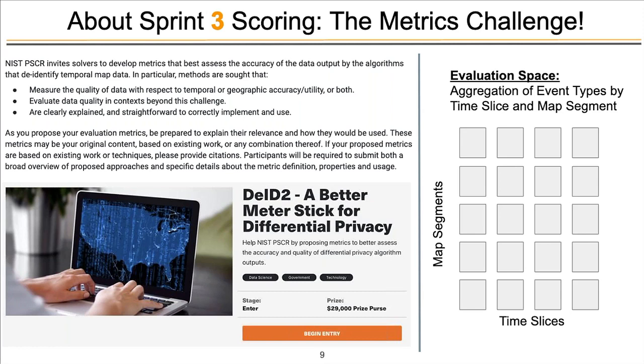What we are looking for is metrics that measure quality. This is a temporal map challenge, we'll get more into that, but we want them to measure quality with respect to geographic accuracy or temporal accuracy, or both. They need to work not just in a single data set, but in a wide variety of contexts, because NIST, the National Institute of Standards and Technology, is a metrology lab. The goal here is to collect a good set of metrics that can be used to evaluate this, both for the challenge and for contexts outside of the challenge.